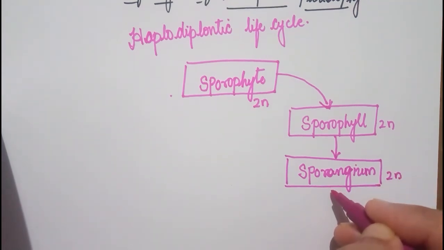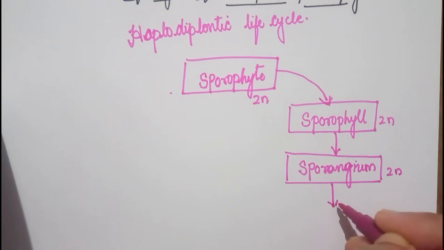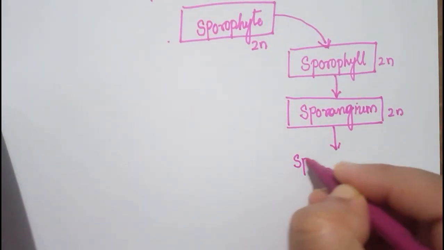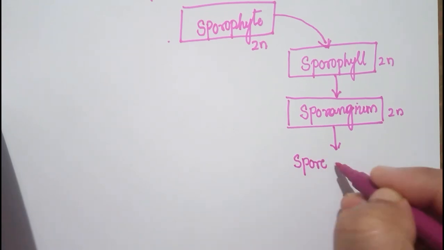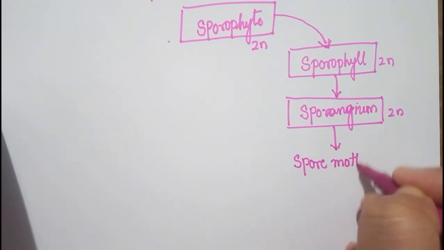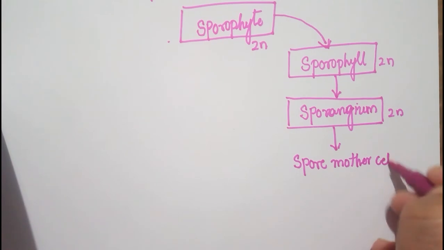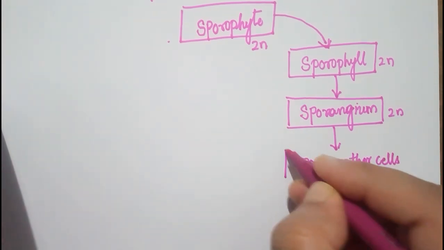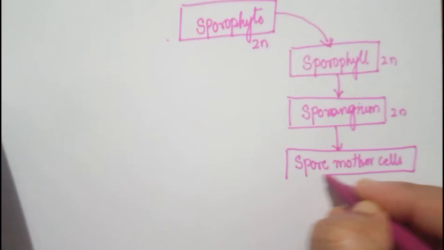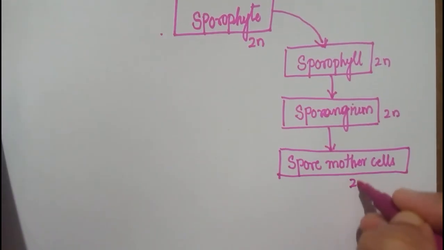Now this diploid sporangium is going to have spore mother cells. And spore mother cells are also diploid. What is the ploidy of spore mother cells? The ploidy of spore mother cells is diploid.